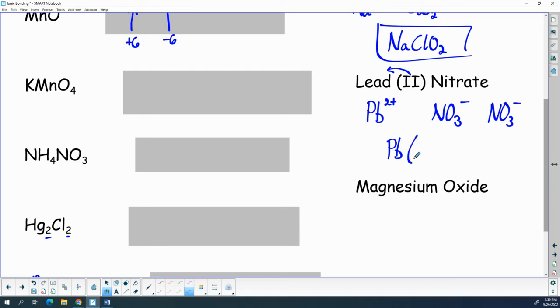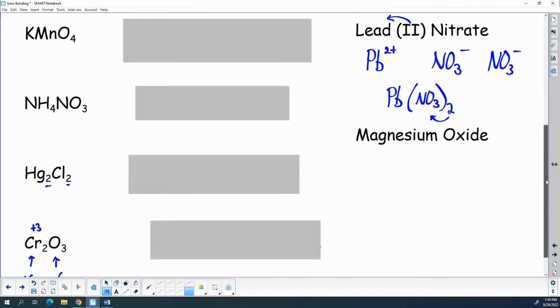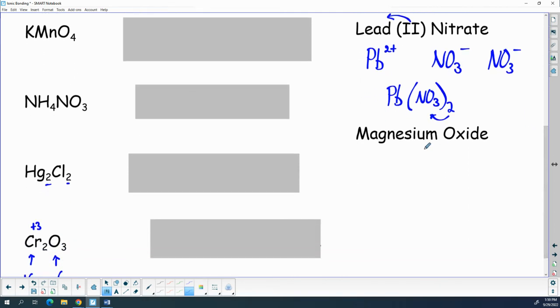And to write that, we actually put the NO3 in parentheses to say this group of atoms, NO3, one nitrogen, 3 oxygens, will collectively work together to make a -1 charge, and we need 2 of these groups of atoms, 2 NO3s. And you need to do that with parentheses every time you have more than one polyatomic ion.